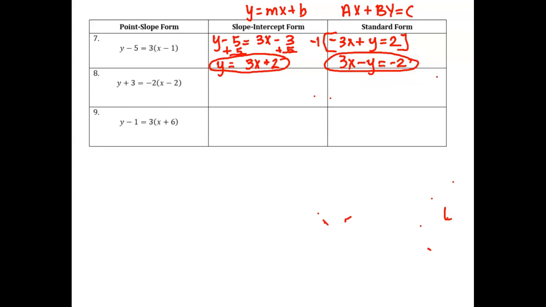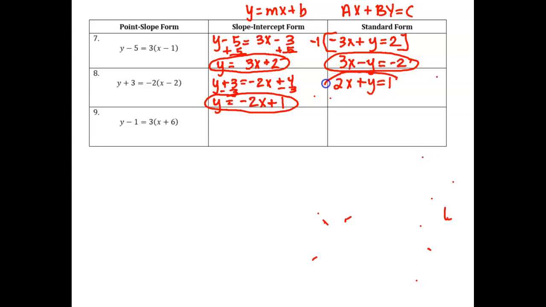Number 8, I'm going to distribute. y plus 3 is equal to negative 2x plus 4. And then when I subtract 3, I get y is equal to negative 2x plus 1. To go to standard form, I'm going to add 2x to both sides. I end up with 2x plus y equals 1, and I'm finished. I'm already in standard form. I don't have an issue with a negative leading coefficient.